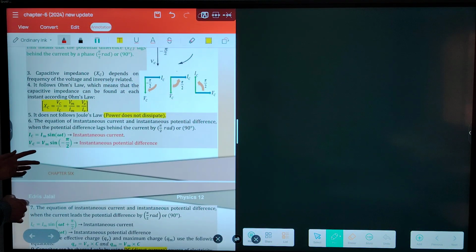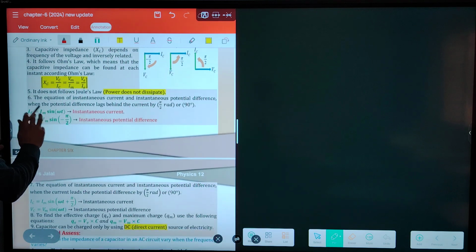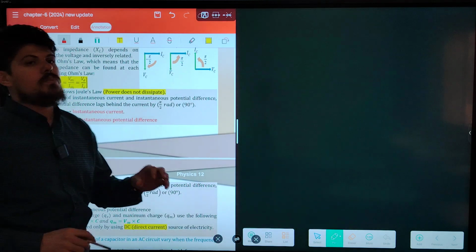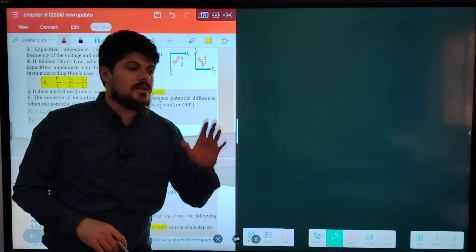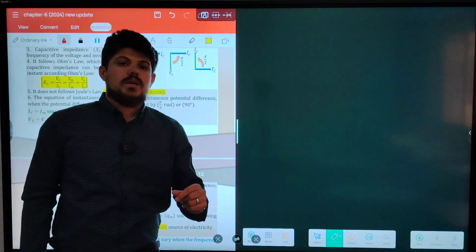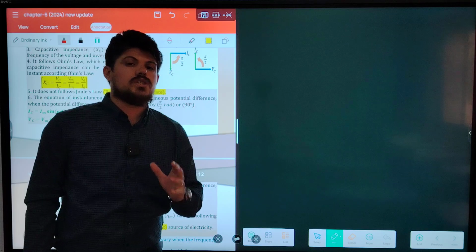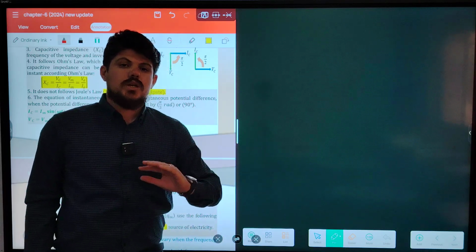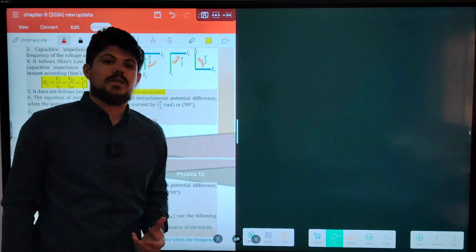Okay? Capacitive impedance depends on the frequency, inversely proportionally, and it follows Ohm's law. It doesn't follow Joule's law. Why? Because there is no power dissipation in the capacitor. In the capacitor, power does not dissipate, energy is not lost. Instead, this electrical energy is converted to the electric field.